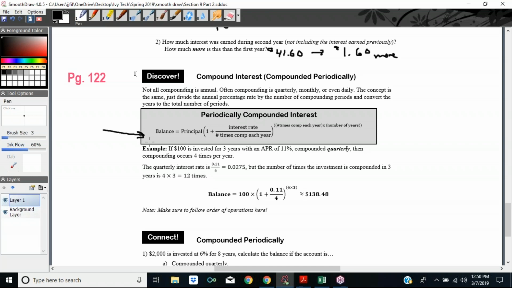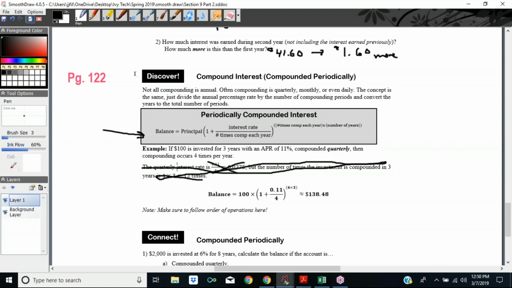So let's take a look. Not all compounding is annual. Often compounding is quarterly, monthly, or even daily. The concept is the same: just divide the annual percentage rate by the number of compounding periods and convert the years to the total number of periods. So I don't want you to look at this part right here. Don't look at this. This is not anything that's really concerning us.